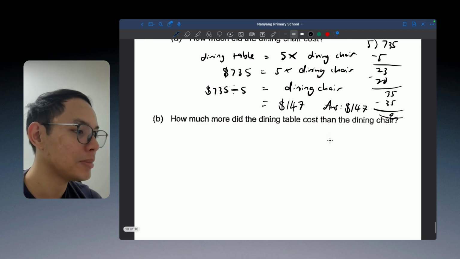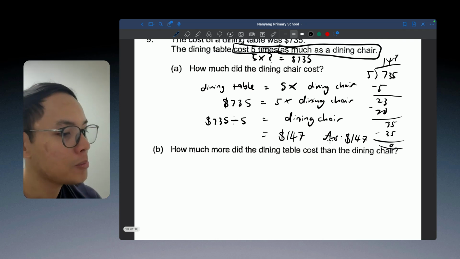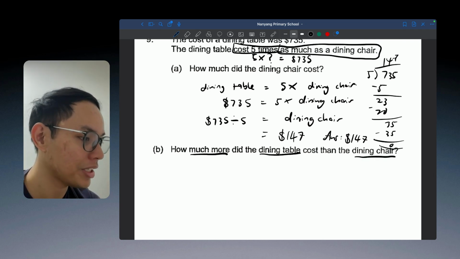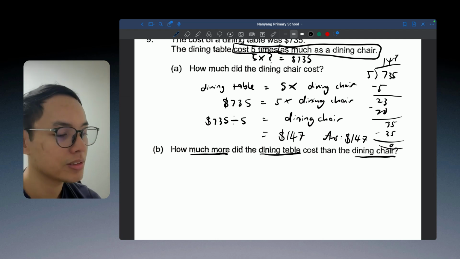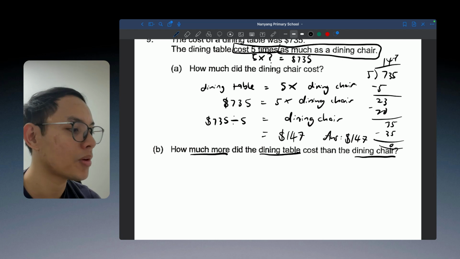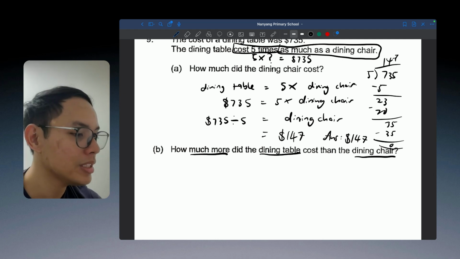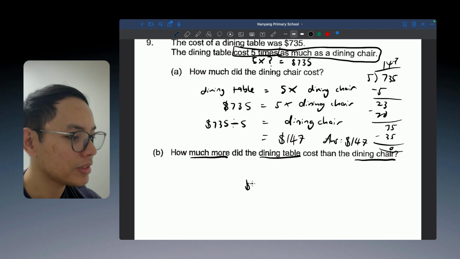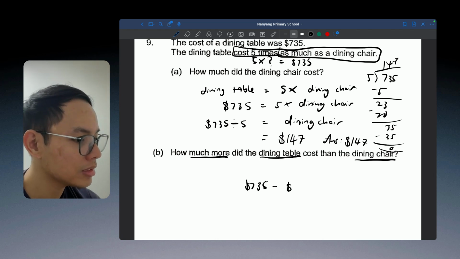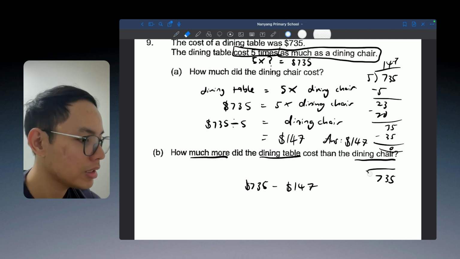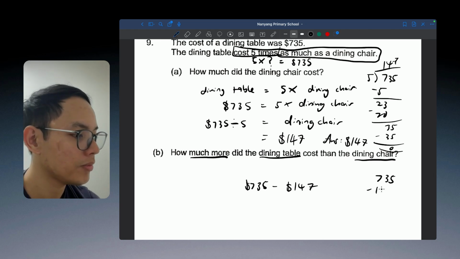How much more did a dining table cost than a dining chair? So how much more, right? How much more did a dining table cost than a dining chair? So essentially, what's the difference? Okay, so how much do you need to pay more for the dining table than the dining chair? So essentially, what you need to do is you need to minus the dining table $735 minus $147. Then you can do your workings over here. Right, it's not division. My apologies. So 735 minus 147.